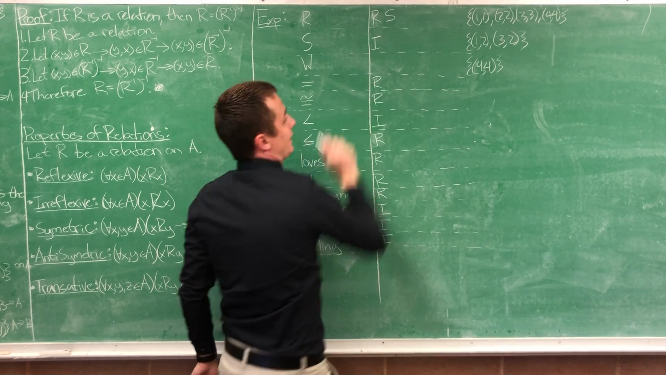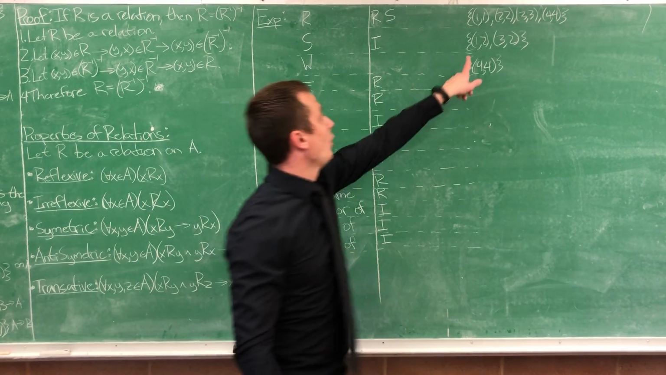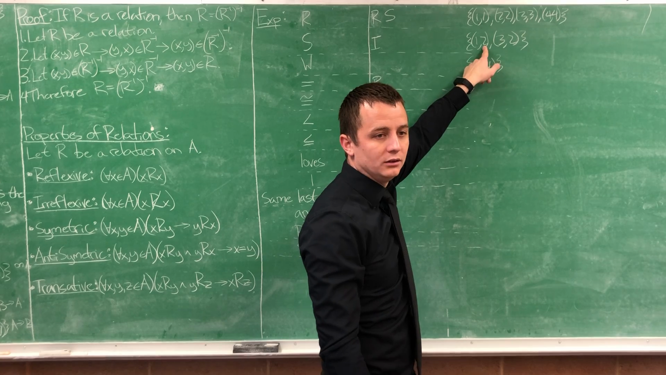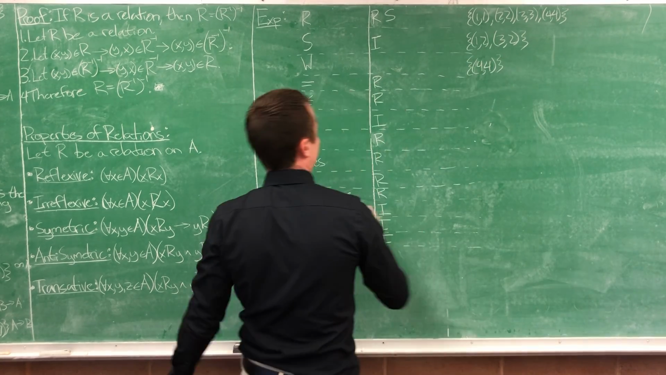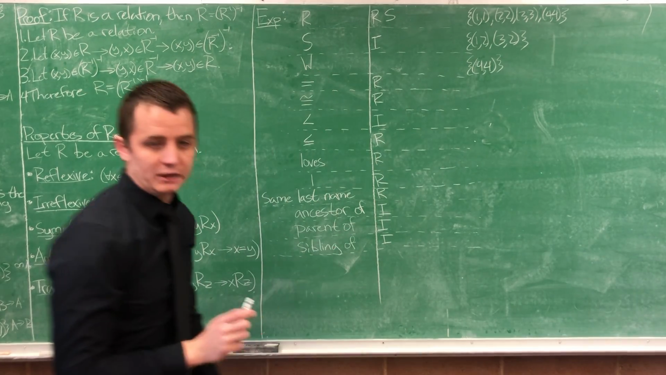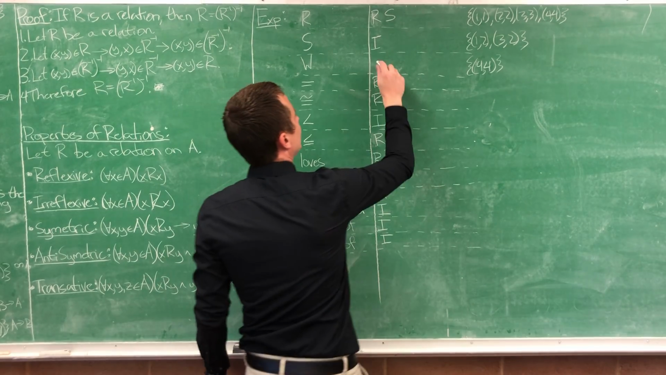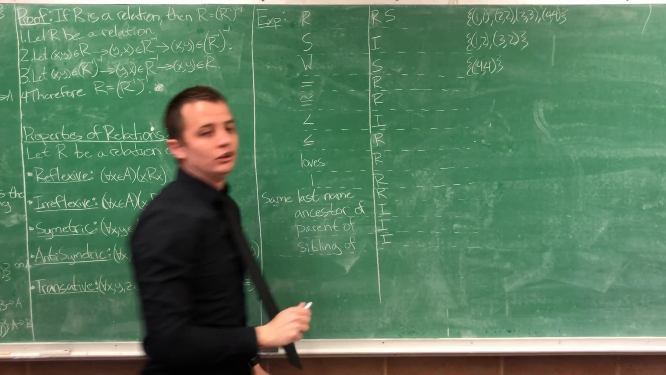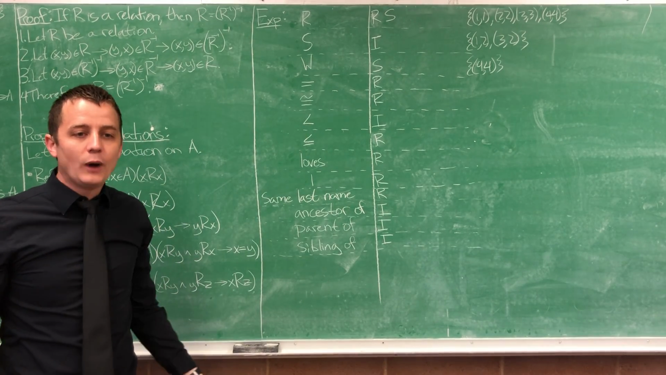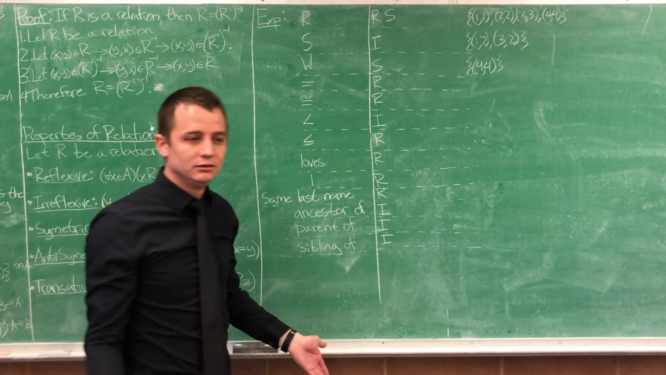Is S symmetric? No. I have 1 related to 2. Do I have 2 related to 1? No. So it's not symmetric. Is W symmetric? Yes. Is equal to symmetric? If x equals y, is it true that y equals x? Yes.